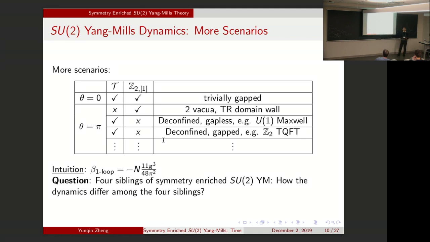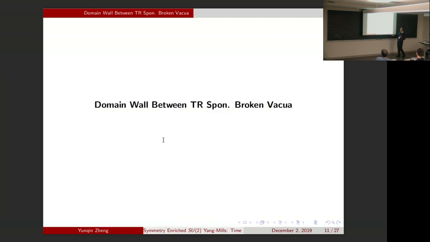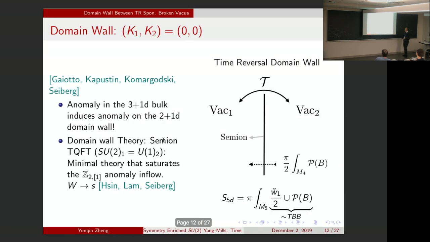Okay, so in the rest of the talk, I'm going to address the following question. We know that there are four different kinds of symmetry enriched SO(3) Yang-Mills theory, and the question is how the dynamics may differ among these four different symmetry enrichments. Okay, so let's focus on the case when time reversal is spontaneously broken. When time reversal is spontaneously broken, we have two vacua, and time reversal exchanges the two vacua.